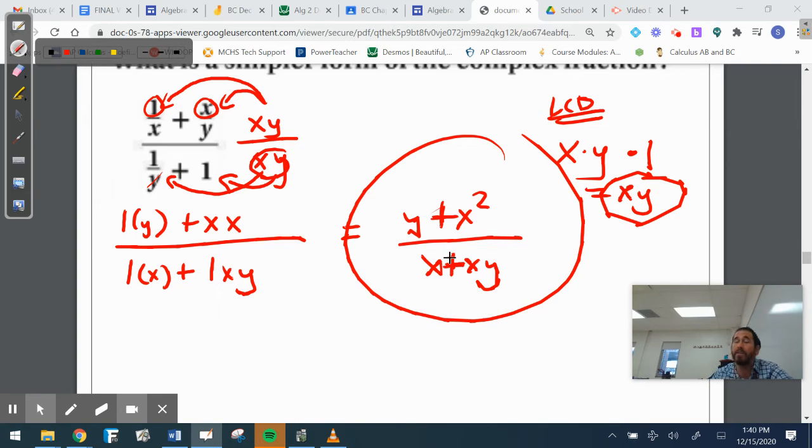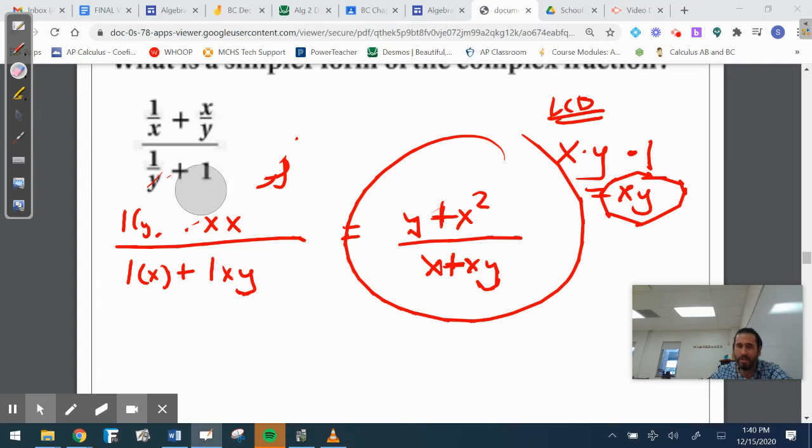Remember, it's got to be surrounded by multiplication to be able to cross it out, right? That's dealing with complex fractions. Not too bad, right? Not too bad, but definitely different.